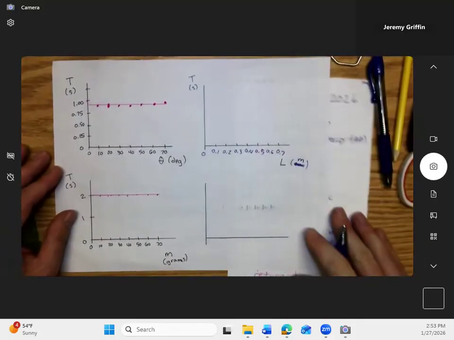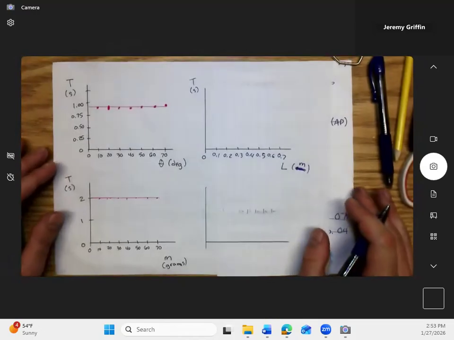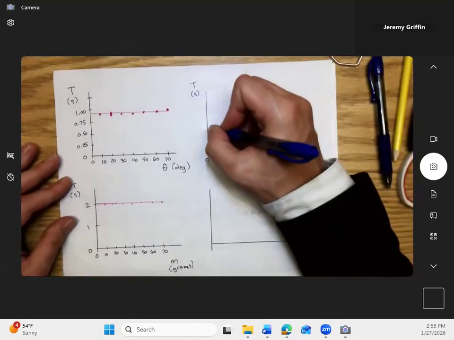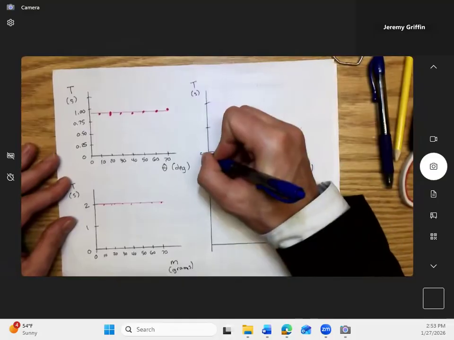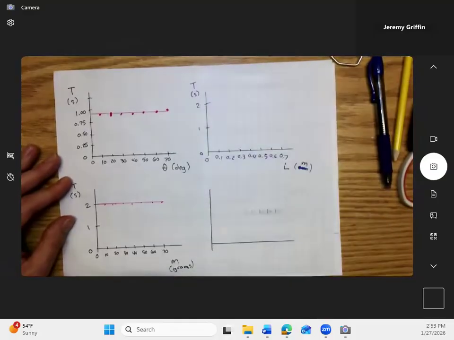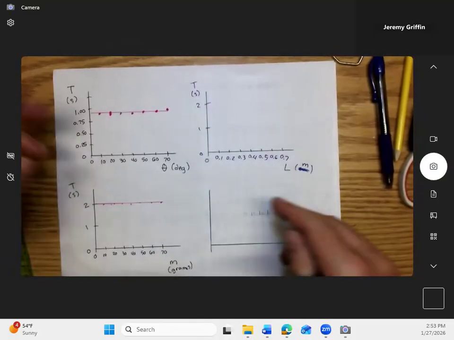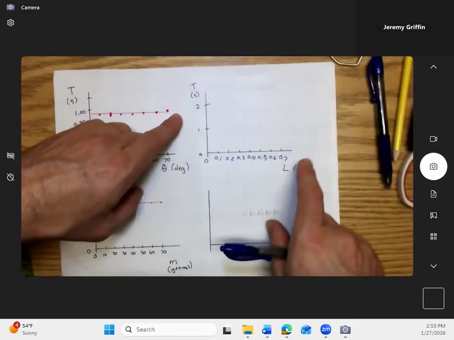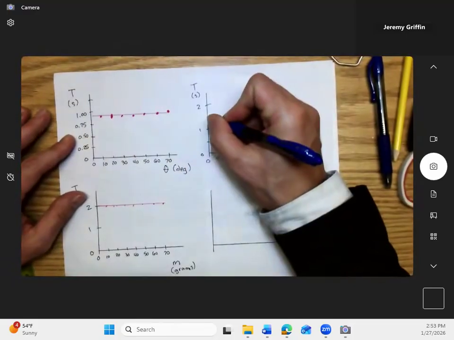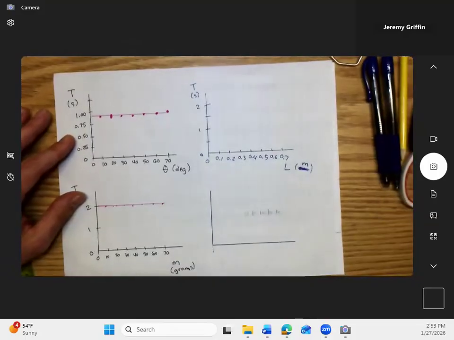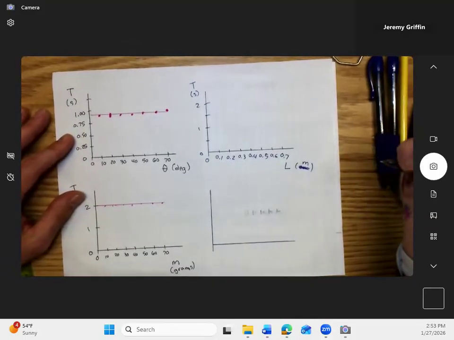Okay. What was the longest time? 1.61. So let's go 0, 1, 2 seconds. Okay. So all these graphs, of course, are starting at 0, 0, scale linearly. Okay. All right, let's get some coordinates. What's one coordinate?